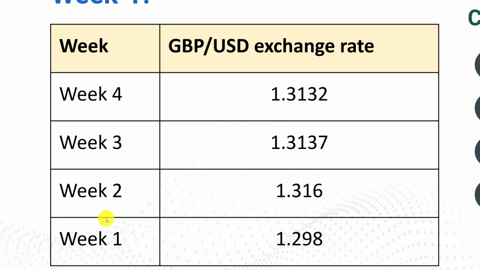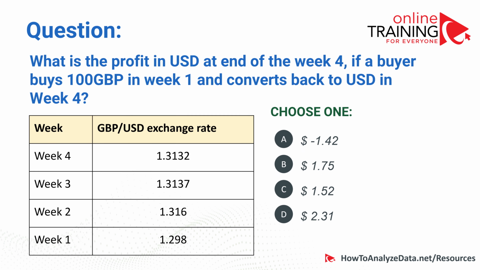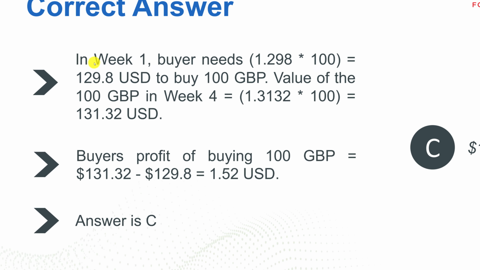To get to the right answer, you need to calculate the total sum of US dollars in week 1, and then convert it back to US dollars in week 4. Ultimately, week 2 and week 3 values are irrelevant here because you're holding through weeks 2 and 3. And this is how you do the calculation.